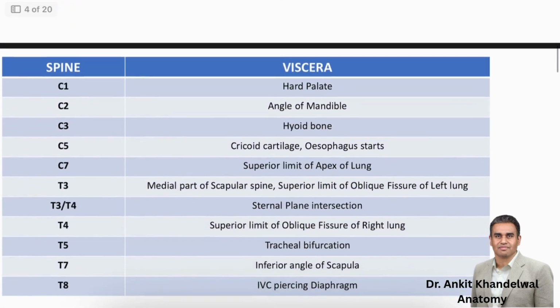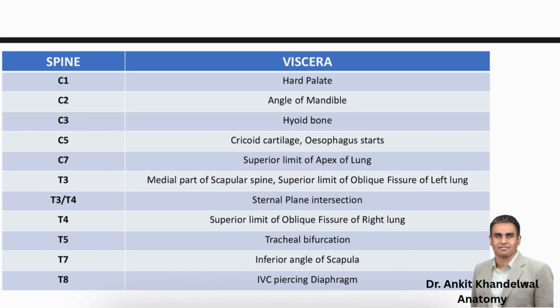Now as we move down, here is the main table. The reference is from the latest edition of Gray's Anatomy, so you can rely on it. On the left column we have the spinal levels, and on the right column we have the viscera. And do remember, at a few places the level of the spine, as you go down in the vertebral column, will correspond with the body of the immediately lower vertebra. That is, the T6 spine will be somewhere around the body of T7. So let's proceed one by one.